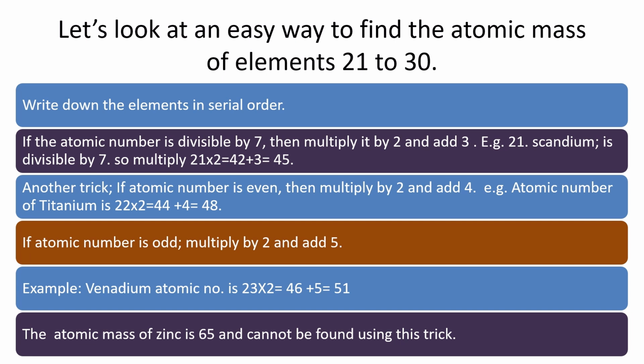Another trick, if atomic number is even, then multiply it by 2 and add 4. Example, the atomic number of titanium is 22 times 2, which is equal to 44 plus 4 gives you 48. If atomic number is odd, multiply by 2 and add 5. Example, vanadium atomic number is 23, times it by 2, which is 46, and add 5, which gives you 51. The atomic mass of zinc is 65 and cannot be found using this trick.